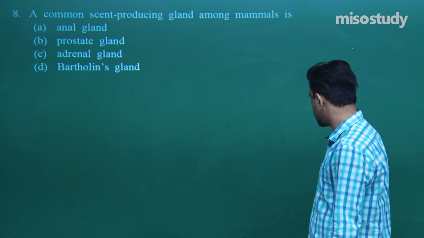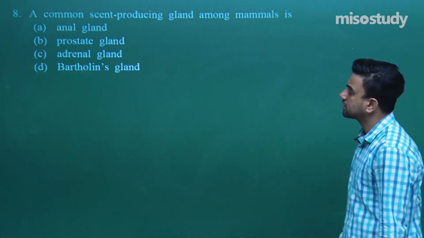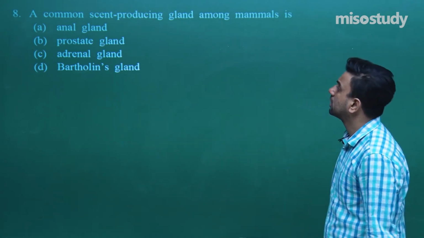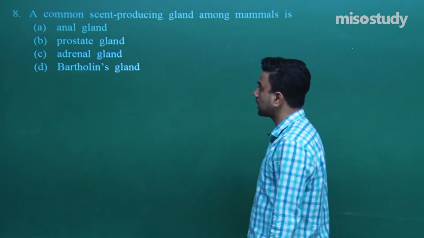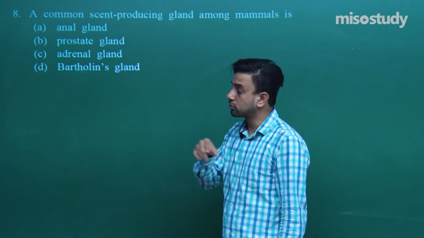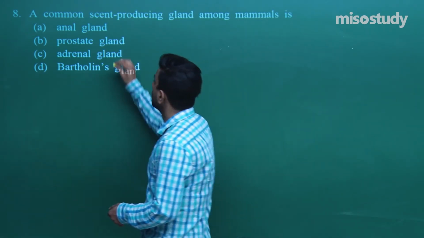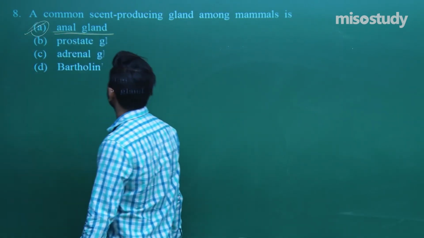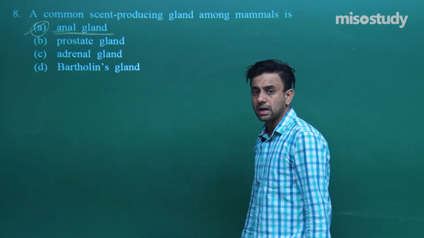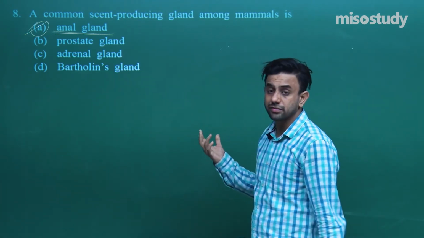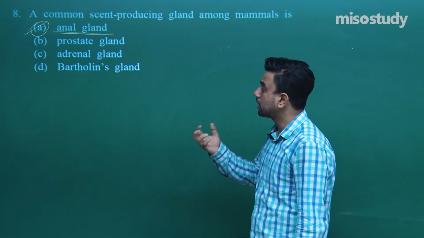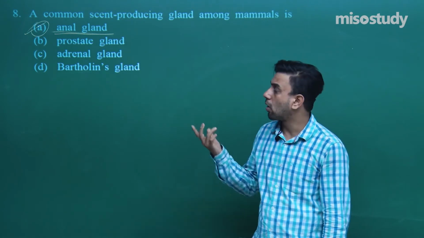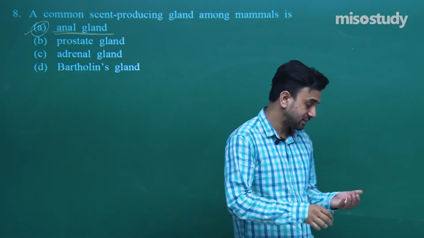A common scent producing gland among the mammals is which one? A very unique question, but they have asked this a few times. Anal gland, prostate gland, adrenal gland, and Bartholin gland, and this would be the anal gland. Now, this anal gland produces the pheromones, and is present near the feet, the face, or the anus among the mammals.